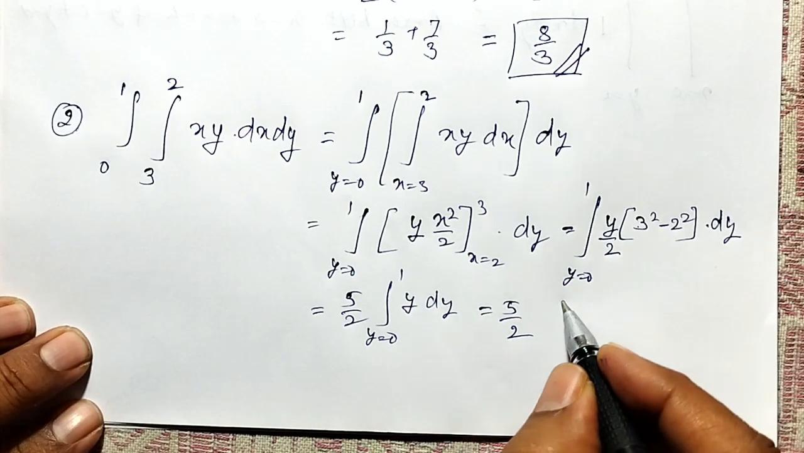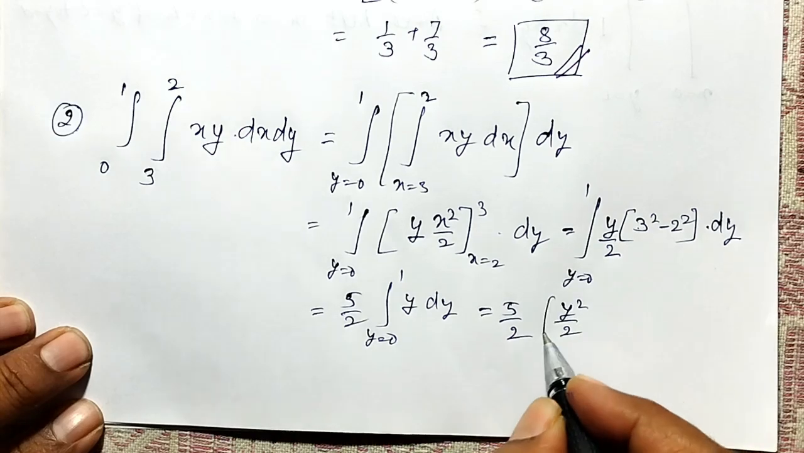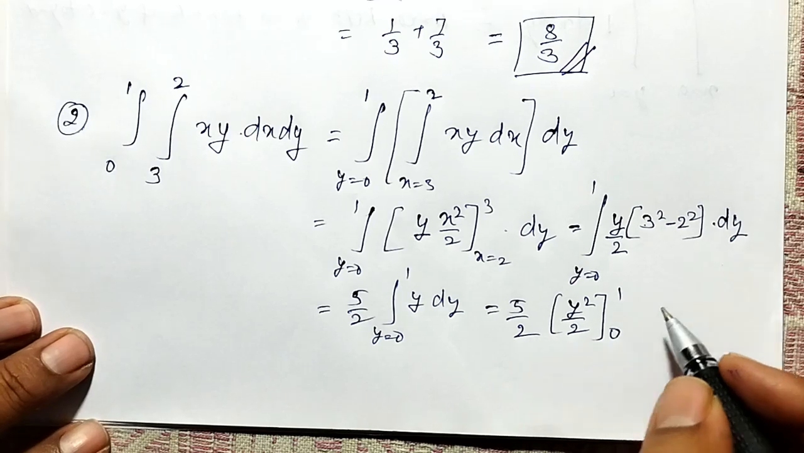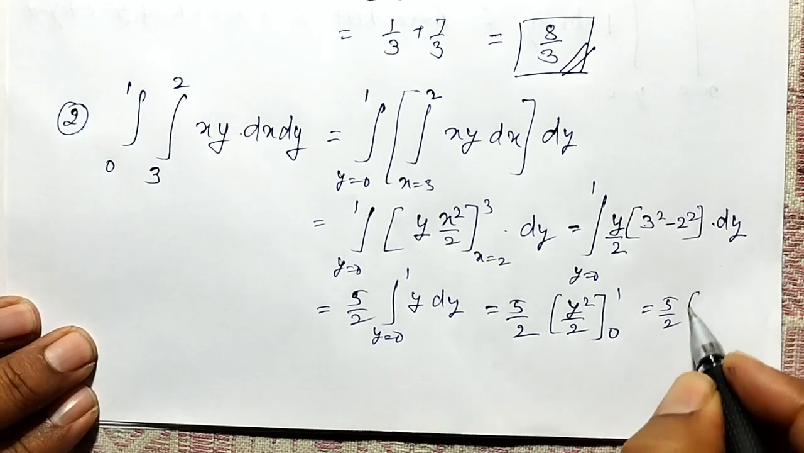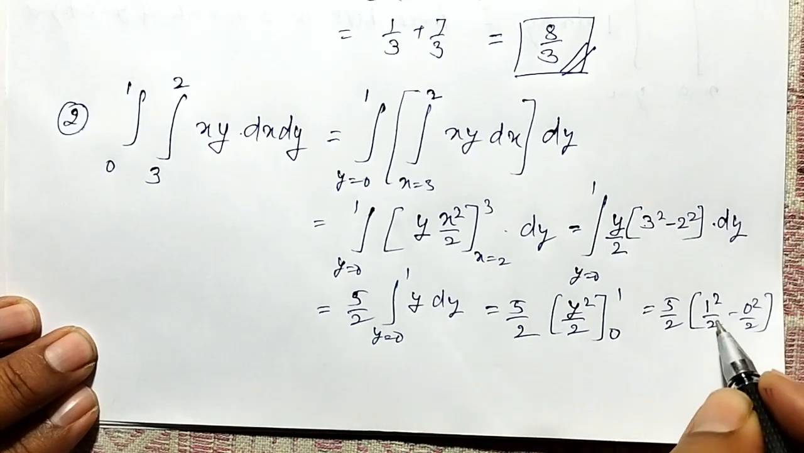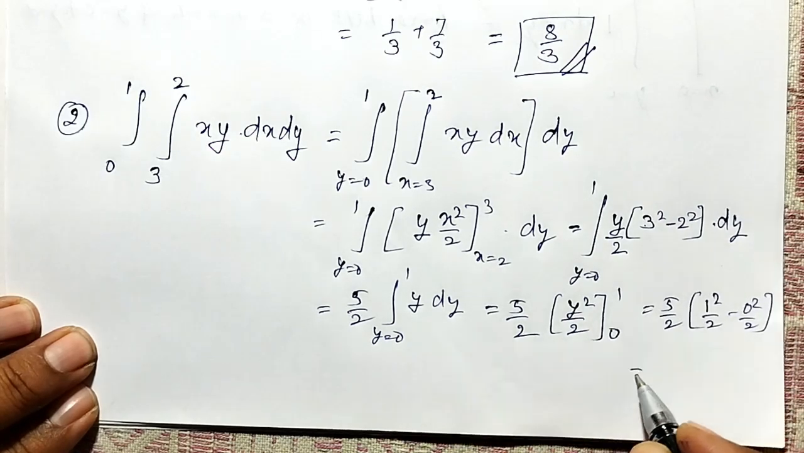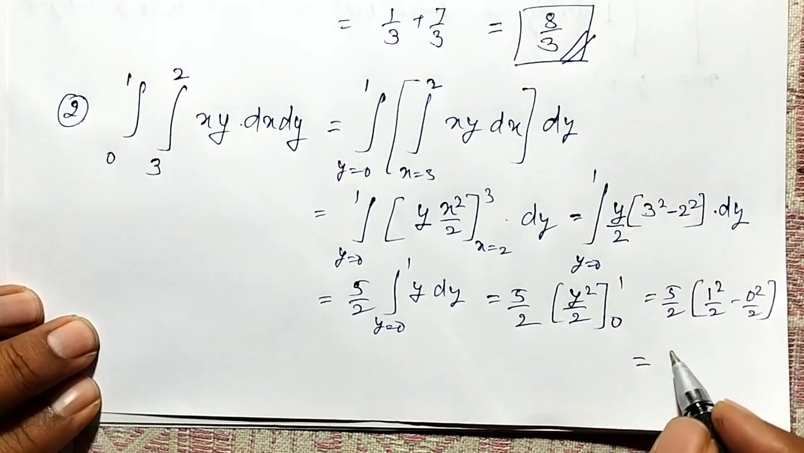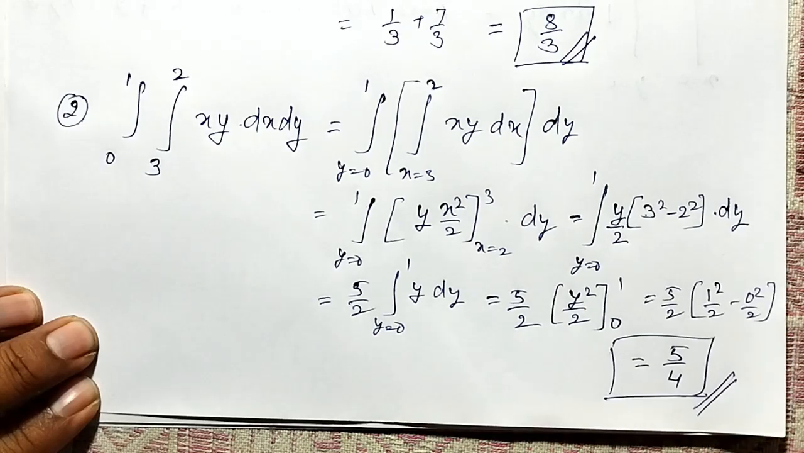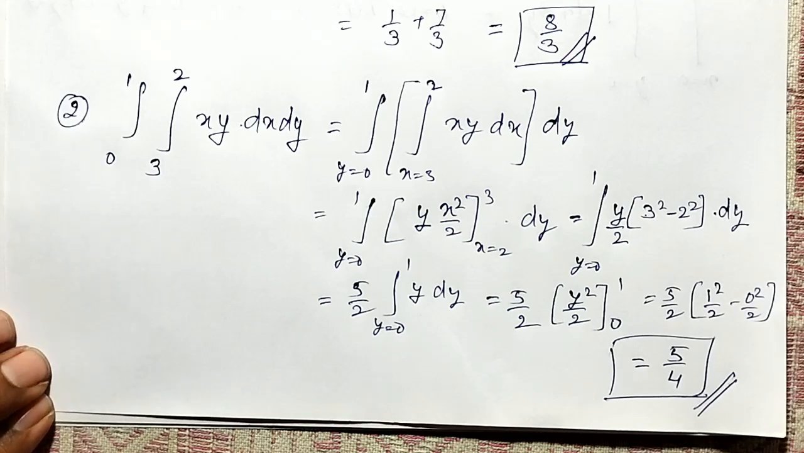Therefore now integration of y becomes y square by 2 between the limits 0 to 1. Substitute upper limit minus lower limit. 5 by 2 as it is, upper limit 1 square by 2 minus 0 square by 2, but it is again 1 by 2. Therefore my final answer will become 5 by 4. 5 by 4 is how to evaluate this double integration. Like this, 2 more types of integrations we'll discuss in my next videos.